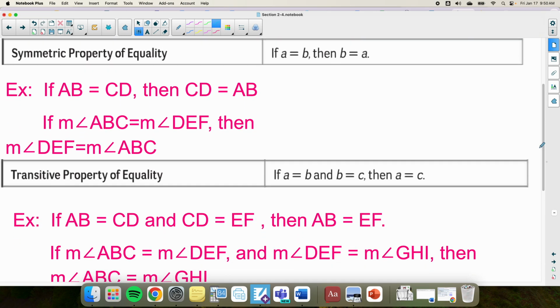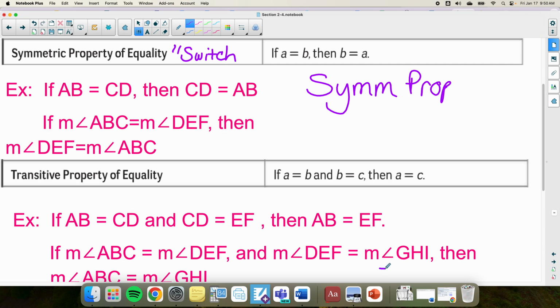Now, if we look at this one, what's going to happen is you're going to be given an equation with an equal sign. And what you would do is take that and flip the right and the left, kind of like earlier this week, when we flipped sentences right and left. That's what we do here. AB equals CD, so CD equals AB, and that's symmetric property. You have to name it symmetric property, but some people think of this as the switch around property, or switcheroo. So you take it and you just switch the front and back, okay?